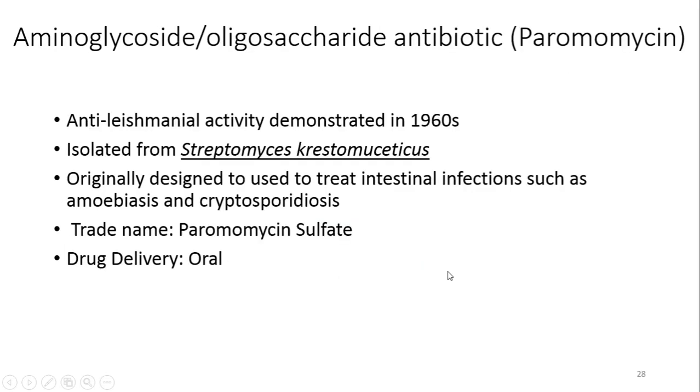Well, now let us talk about the remaining single agent that is used for treatment of leishmania. And this remaining agent is in form of oligosaccharide antibiotic, which we call paromomycin. It is also sometimes referred to as aminoglycoside.